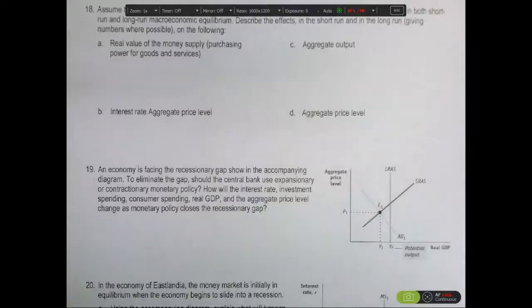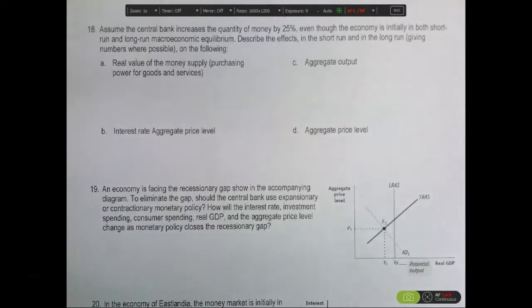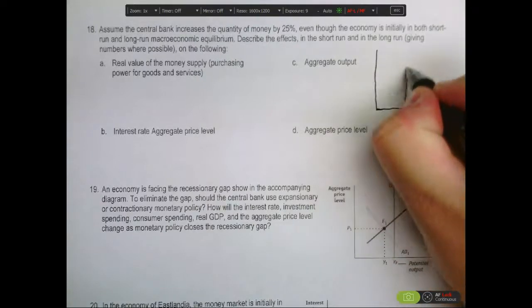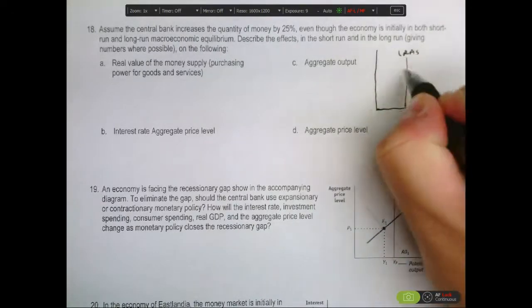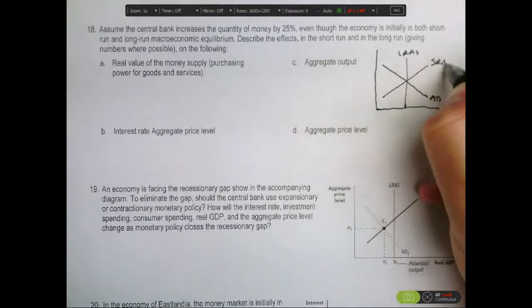This question is getting at what are the long and short run effects of the Federal Reserve choosing to increase the quantity of money by 25%. So if we're assuming that everything is in long run equilibrium to start, we can draw out the graph and take a look at what's going on. We've got the long run aggregate supply, aggregate demand, and short run aggregate supply.